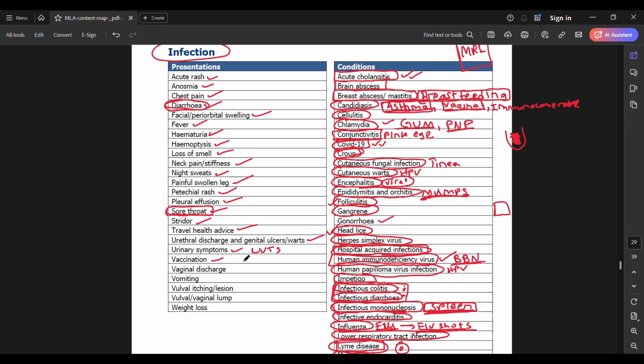Next, you have vaccination, very, very important. Especially when it's a child, or even in adults, you want to ask about vaccination. Vaginal discharge, right? Candidiasis, Gardnerella, trichomonas. Vomiting could show up in infectious gastroenteritis, H. pylori, right? Vulval itching and lesion. Know which particular genital tract infections in the female cause itching, okay? Lumps, okay? Could be a Bartholin cyst, could be an abscess.